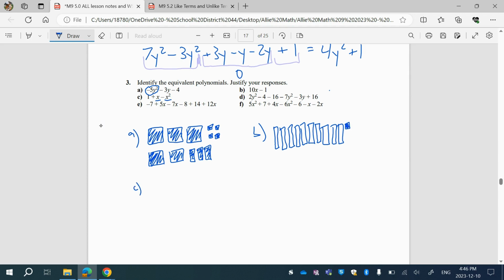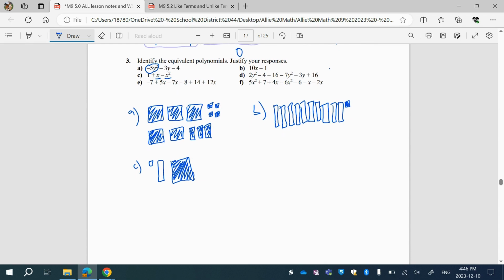Let me draw C. We have a positive 1. We have a positive x. And we have a negative x squared. Okay, now let's look at combining. We do have like terms in D, so let's look at combining those.